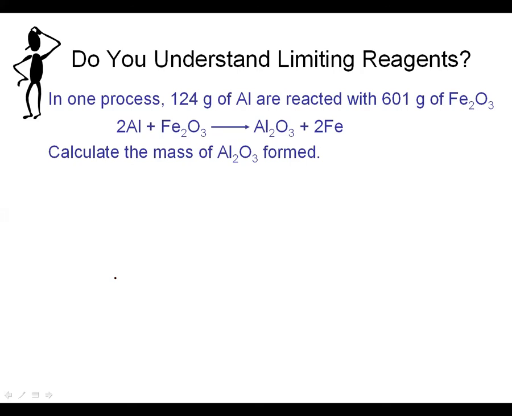All right, so let's take a look at this. In one process, we are reacting 124 grams of aluminum with 601 grams of iron(III) oxide. And we want to know how much aluminum oxide is going to be produced. So we want to know how many grams are going to be produced. So the first steps, no matter which way you choose to do a limiting reagent problem, which by the way, there's like 3 or 4 different methods you could do these problems.